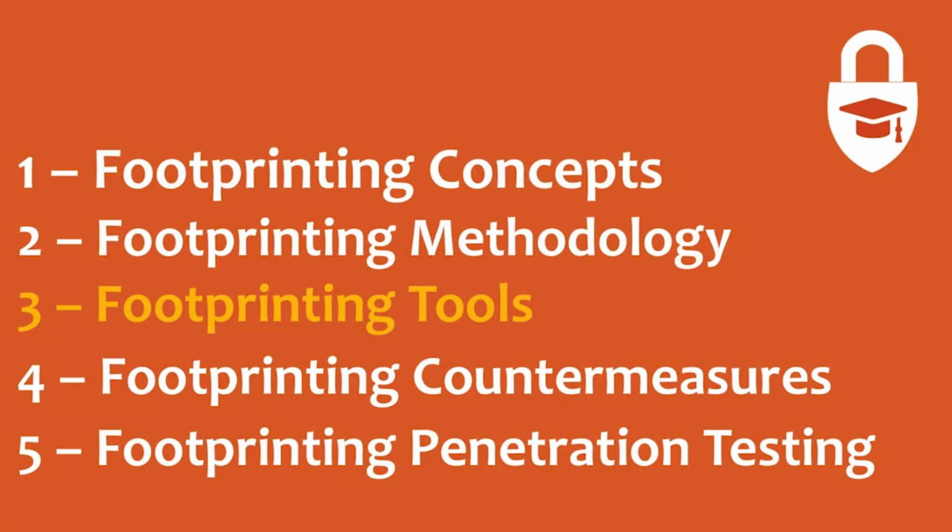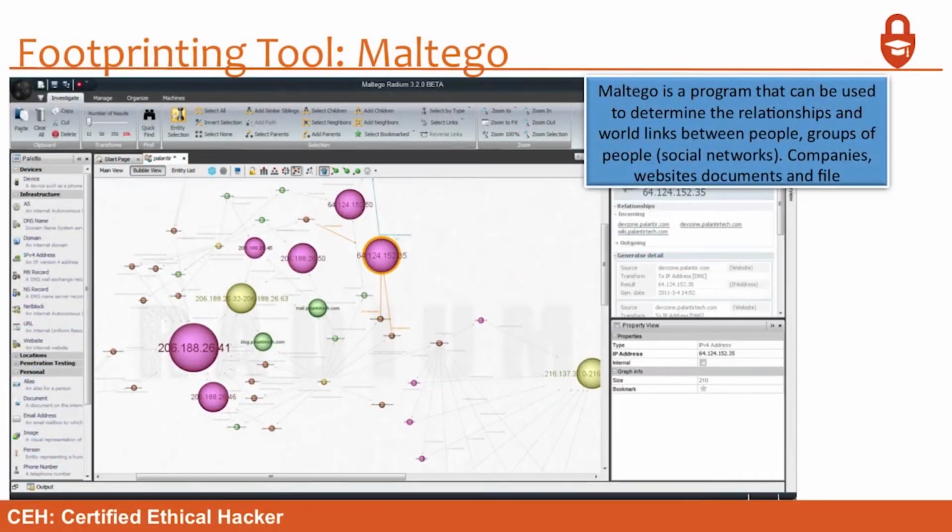So now we're going to get into footprinting tools. Maltego. Maltego is a program that can be used to determine the relationship and real-world links between people, groups of people, social networks, companies, organizations, websites, internet infrastructure, phrases, and documents and files.